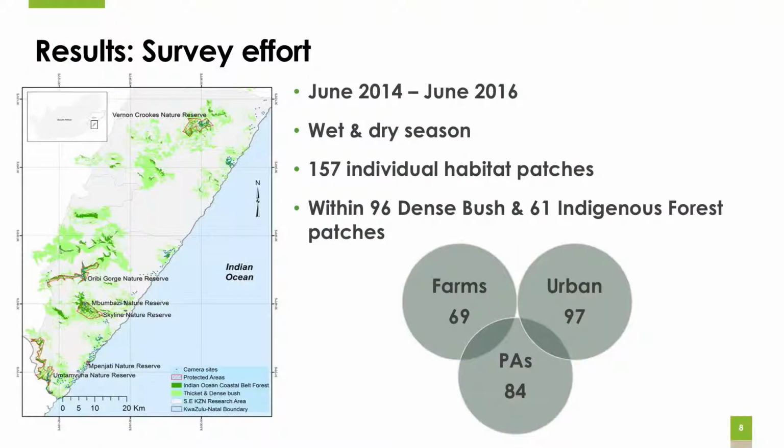Over a 2-year period in southern KZN, between Umtamvuna Nature Reserve in the south and the Umkomaas River in the north, we covered 157 individual habitat patches, comprising 96 dense bush and 61 indigenous forest patches. These patches were located within farms, urban residential areas, but also some of our larger protected areas.